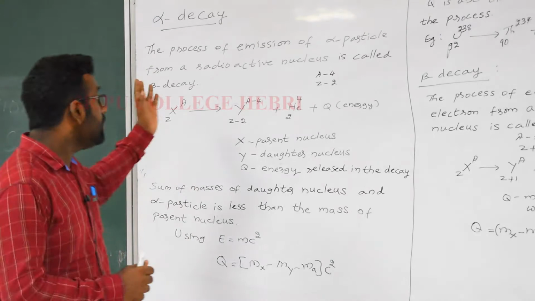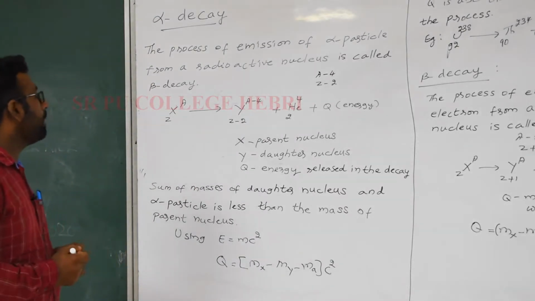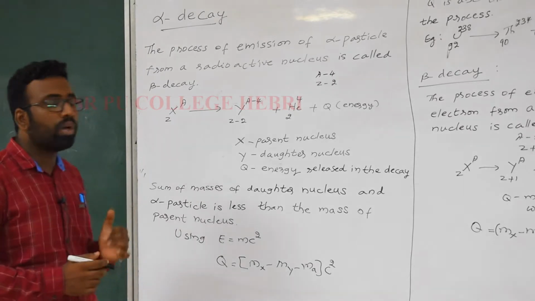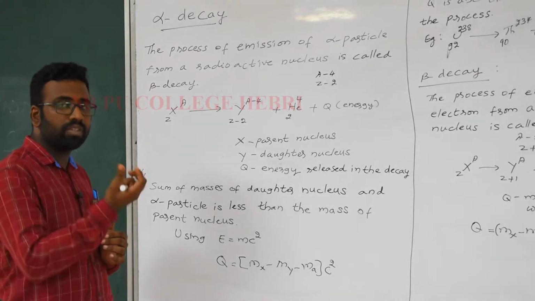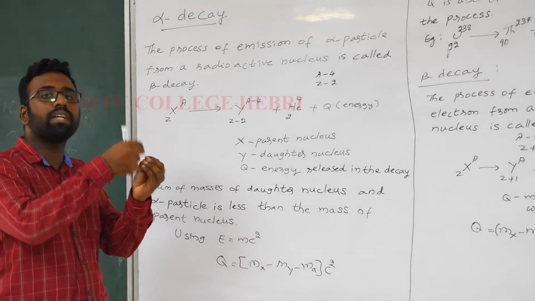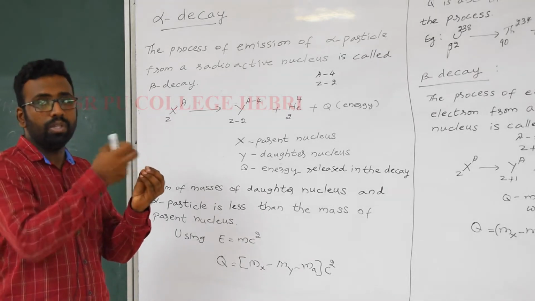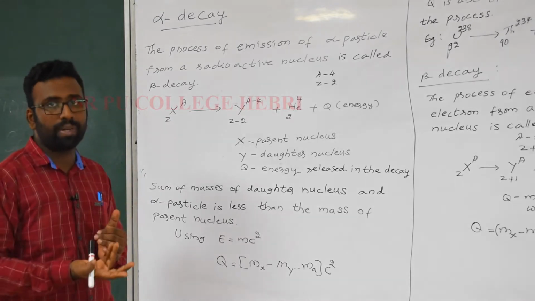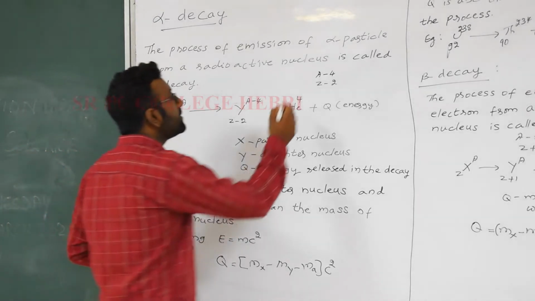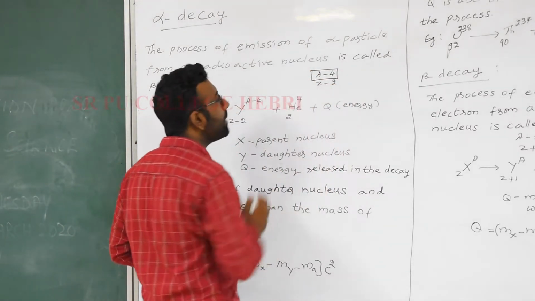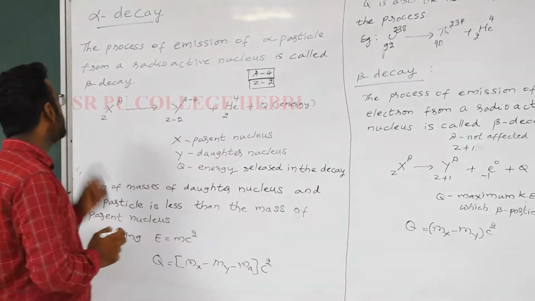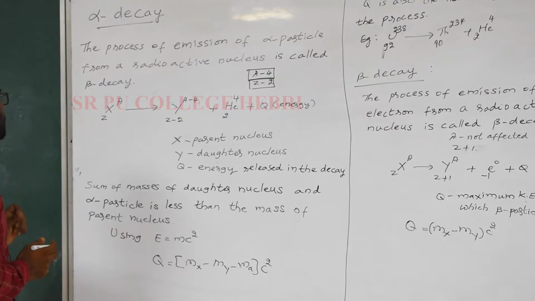First we will see alpha decay. It is a process of emission of an alpha particle from a radioactive nucleus. So what happens when a nucleus emits an alpha particle? You can see here its mass number will be decreased by 4, and its atomic number will be decreased by 2.